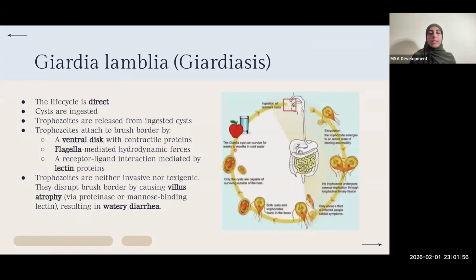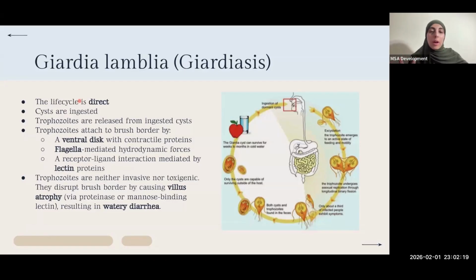Remember that the life cycle is direct. Okay? This is something that Dr. Mohabbat loves to emphasize. So it's a direct life cycle. Now, you ingest the cyst, okay, and when the cyst goes into your GI tract, the trophozoite will then be released from the cyst, and the trophozoite can attach to the brush border.